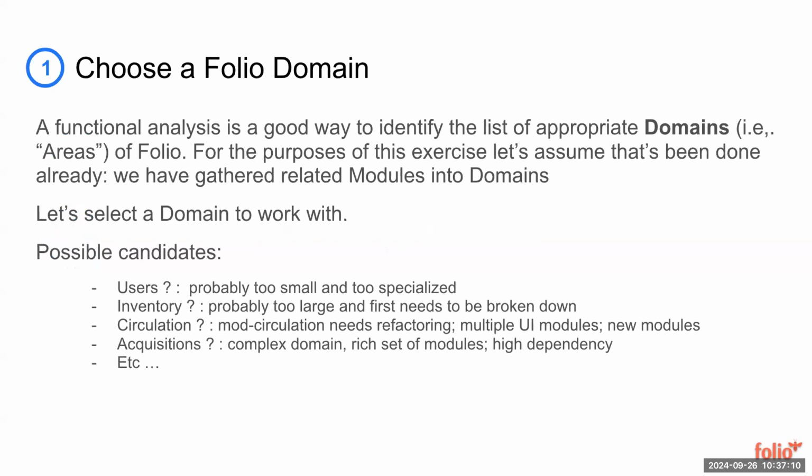All right, so functional analysis starts with figuring out what the domains are. So we need to select one. We know, sort of offhand, there are some intuitive domains that exist. There's a user domain, an inventory domain. They each have their advantages. For the purpose of this exercise, we've got to find the right one. Some of these are too small, some are too large, and so let's figure this out.